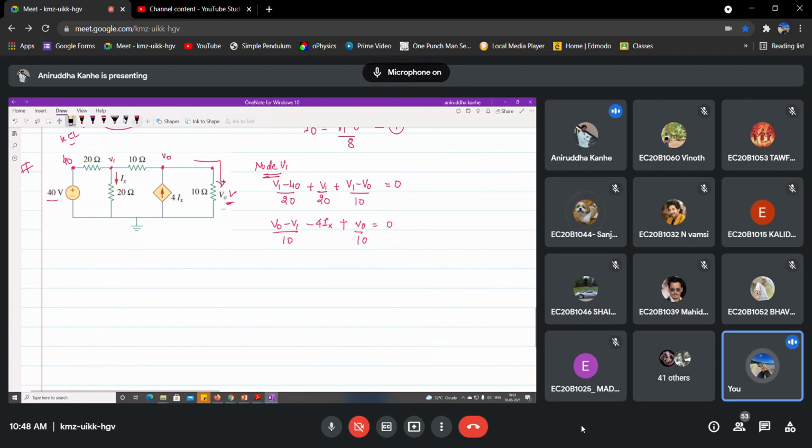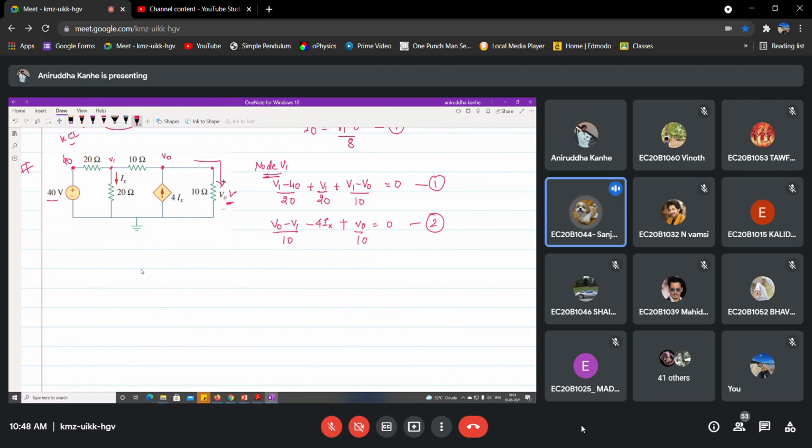3, sir. So that means one more equation is required. And what will be that equation? Ix is equal to V1 by 20. Sometimes I'm writing such that if somebody is not able to understand, so I am writing in that way. So V1 minus 0 by 20. Current is always the potential difference divided by the resistance.